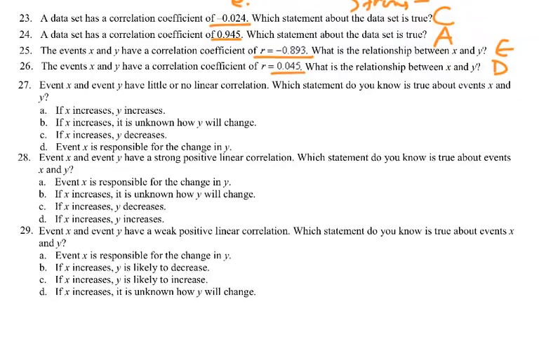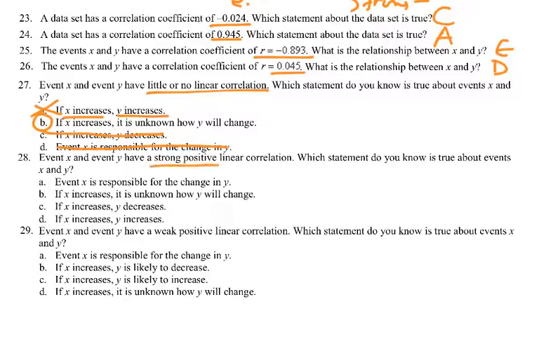Okay. 27 says events X and Y have little or no linear correlation. What statement do you know? So there's no correlation, so if X increases, Y will increase. That's incorrect. If X increases, it is unknown how Y will change. If X increases, Y decreases. To have no correlation means one doesn't change the other one. And it's not responsible, so it's got to be B. No correlation means we don't know what's going to happen if one increases or decreases.